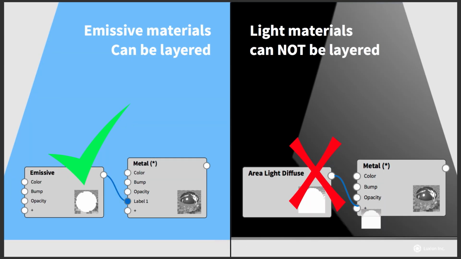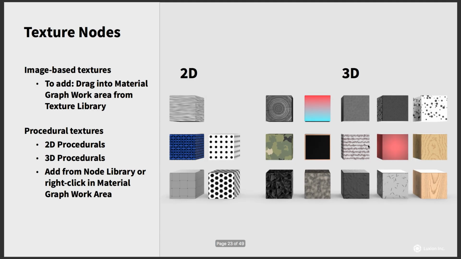Also, we've got emissive materials that can be layered on top of other materials as well. Emissive materials layer up just fine, whereas light materials cannot be layered. So anytime you have a light material and you try to put it on top of something or layer it up, it's not going to work, okay? So emissive layered, fine. Light materials do not layer. So that's just a bit on material nodes, and we will get into how we use them later in the hands-on portion.